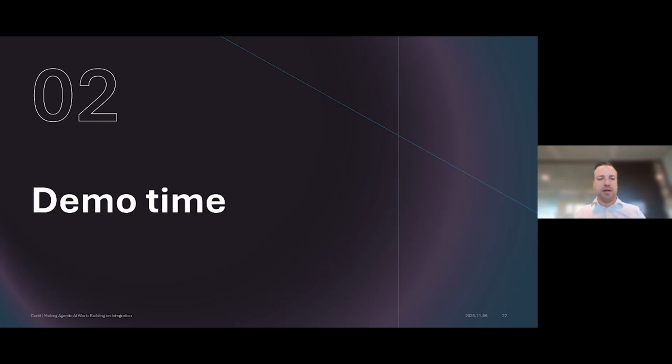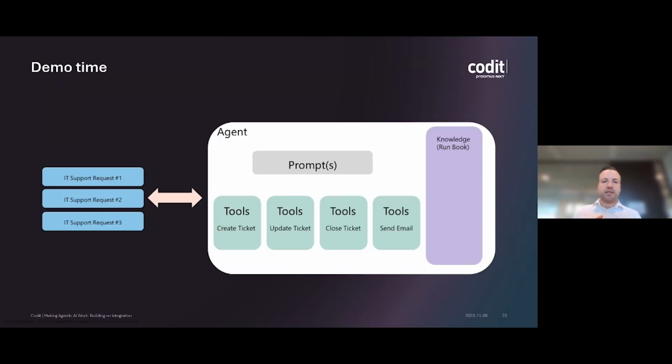So I have a small demo prepared where our Logic Apps agent will act as some kind of IT support engineer. It needs to be able to do a couple of things for IT support intake. It needs to be able to create a ticket, update tickets, close tickets. Maybe it can even send emails. But before it can do that, we need the tools for it. We need to give it a prompt. And of course, this agent needs to know if I get question A, then what do we need to do? And that is in this knowledge runbook that we have as well.